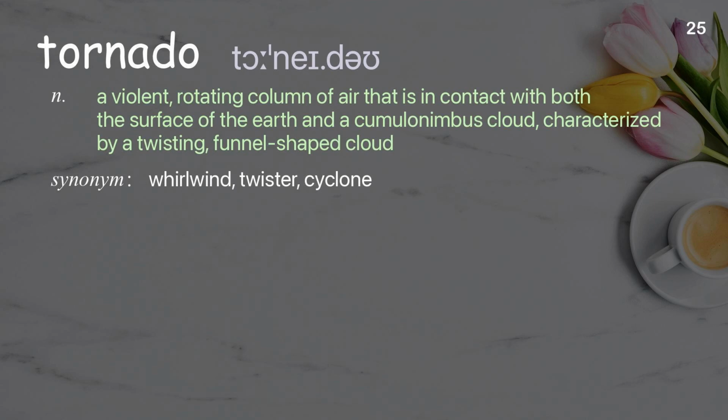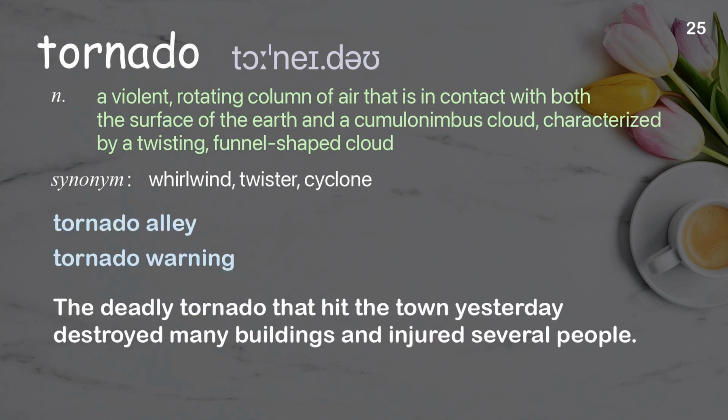Tornado. A violent, rotating column of air that is in contact with both the surface of the earth and a cumulonimbus cloud, characterized by a twisting, funnel-shaped cloud. Examples: Tornado alley. Tornado warning. The deadly tornado that hit the town yesterday destroyed many buildings and injured several people.